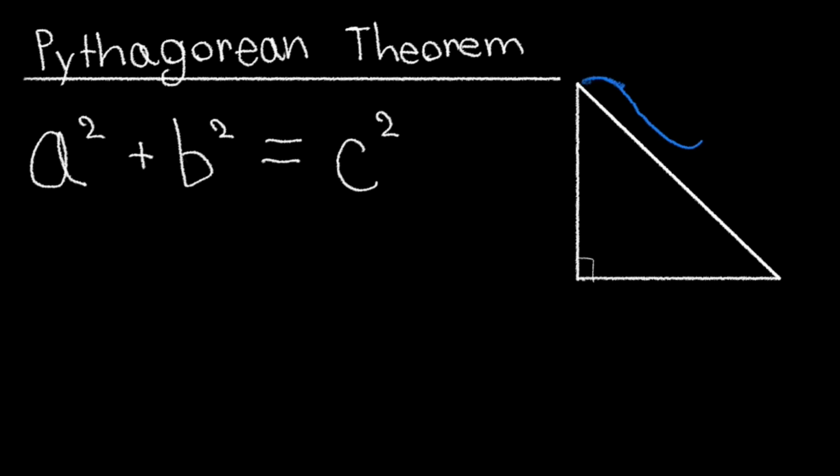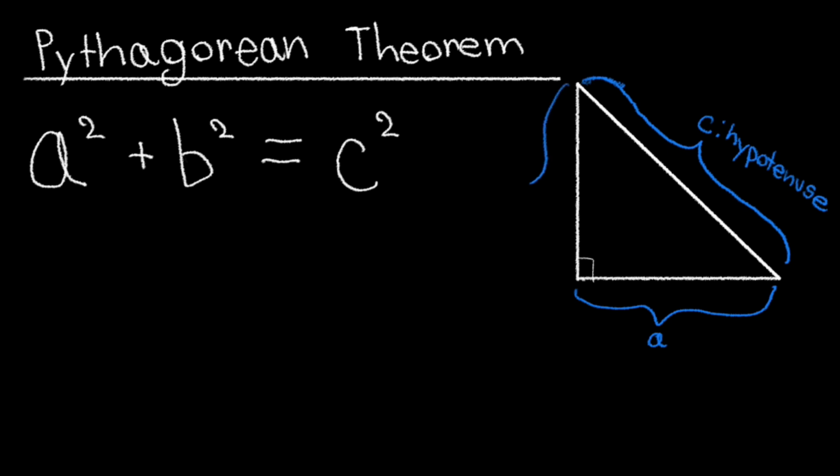So we always use c to represent our hypotenuse. Now, this is actually pretty easy to find because the hypotenuse is always going to be the longest side in our triangle. We use A and B to represent the legs of the triangle. Now, remember, the legs are going to be adjacent to our right angle, which is represented by the box. So remember, we can only use this theorem for right triangles.